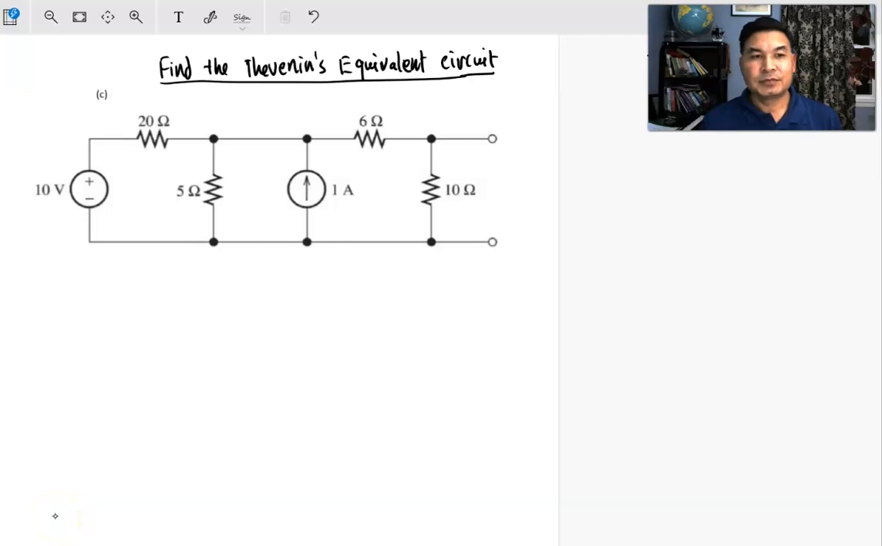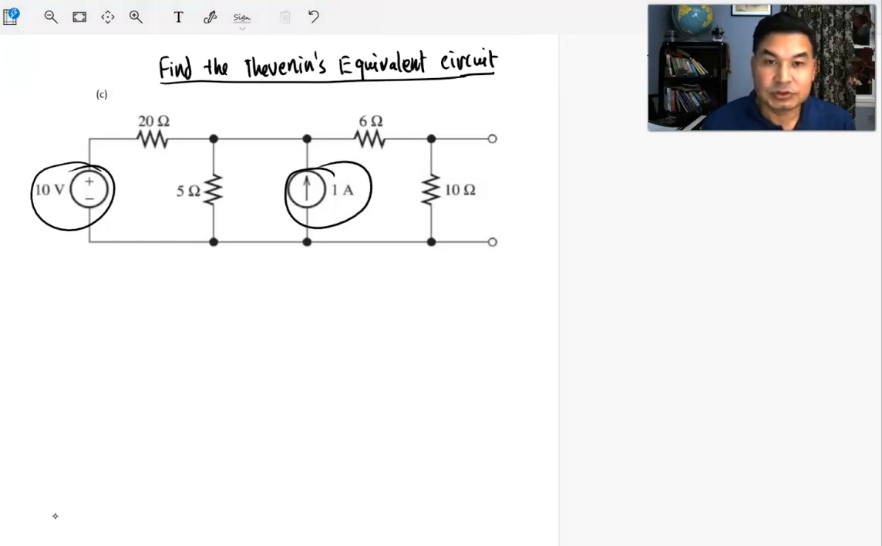Hello everyone. So here's another problem on Thevenin's theorem. This problem is asking you to find the Thevenin's equivalent circuit for the given network. It has a voltage source, and you have a current source, which is delivering a constant 1 amp current, and you have 4 resistors. And it's asking you to find the Thevenin's equivalent circuit.